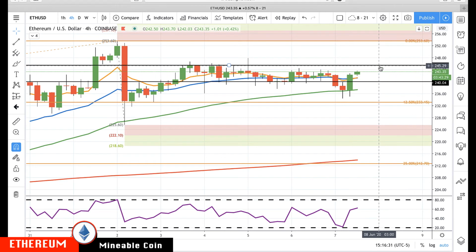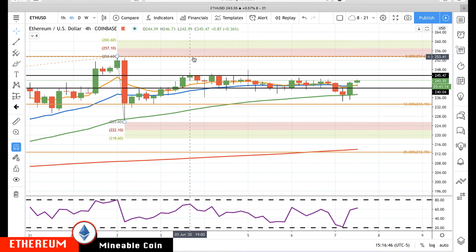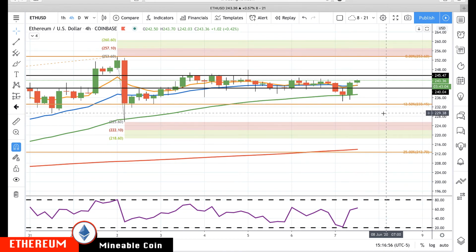Key level on a rally, 245.47, 245.50 above there. Then you might have some minor resistance about 249. Then 252 is another minor. Then we're going to start watching, if we get to new recent swing highs, 257.10 and 260.60. If we did break below and got some softness below 233.15, then we'd be watching for 225.60, 222.10, and 218.60.